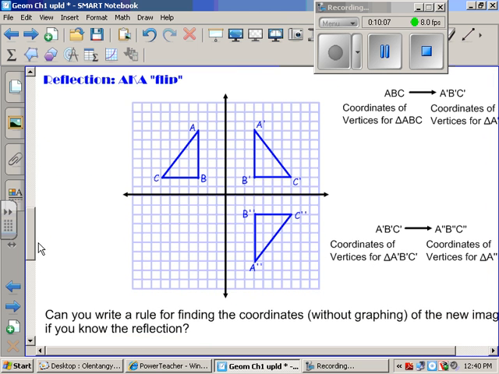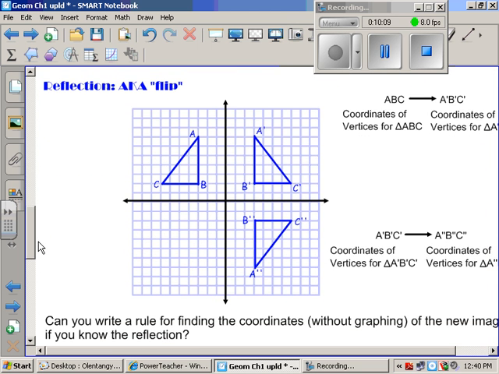All right, reflections, or you might call them flips, are when the shape stays, the measurements stay the same, so it stays the same width, same height, but the orientation switches, and it's a mirror image across an axis. So is this shape, it's reflected across what axis?